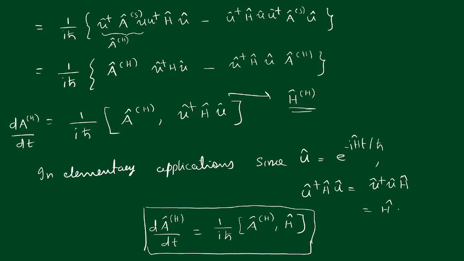Now the important thing about this is that you can compare this with the classical case. For the classical case, we have a function of q and p. You could always write dA by dt as the bracket of A with H, where instead of a commutator you have a Poisson bracket. So this equation is known as the Heisenberg equation of motion. We derived it using the properties of the time evolution operator and the defining equation for the Heisenberg operator. Now we just make a quick comparison with classical physics.